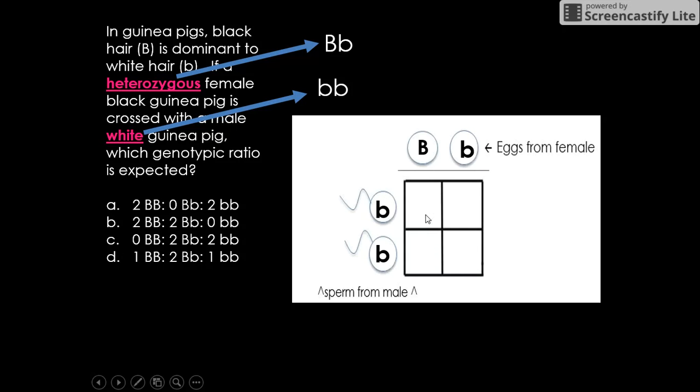So in this first box, we get our big B and our little b. Second box, we have two little b's. Third one, we have big B, little b. And fourth one, we have little b, little b.